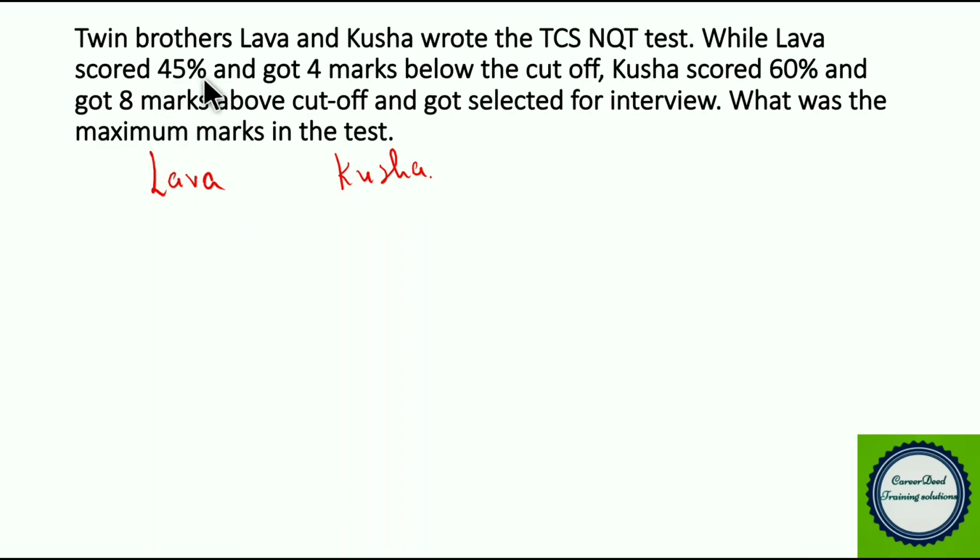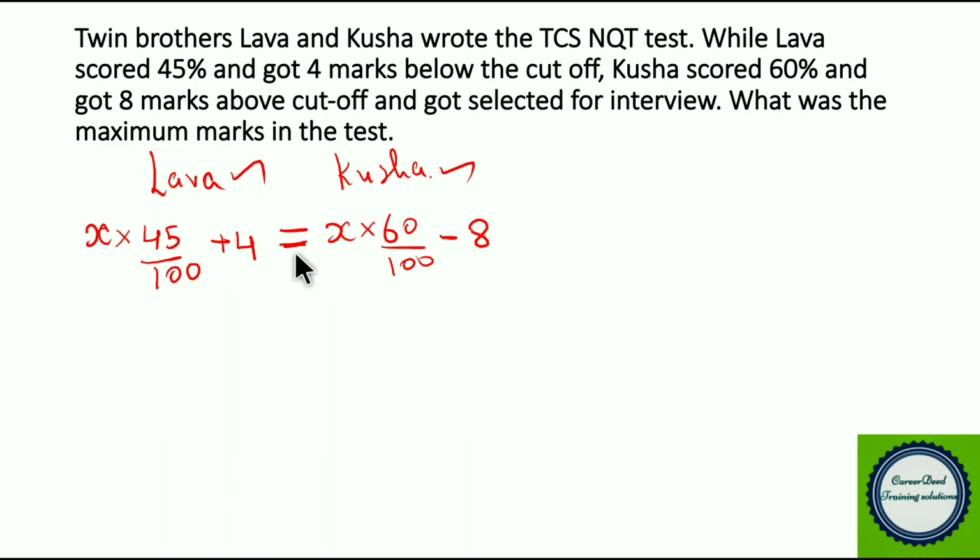So Lava scored 45% of the actual marks and got 4 marks below the cutoff. So you can take the actual mark as x and he scored only 45% of it, which is 4 marks below the cutoff. So you have to add 4 to get the cutoff for Lava. Kusa scored 60% of the mark, which is 8 marks above the cutoff. So if you subtract 8 from it, you will get the actual cutoff mark for Kusa. So the actual cutoff is equal, right? The cutoff of Lava and Kusa are both equal.